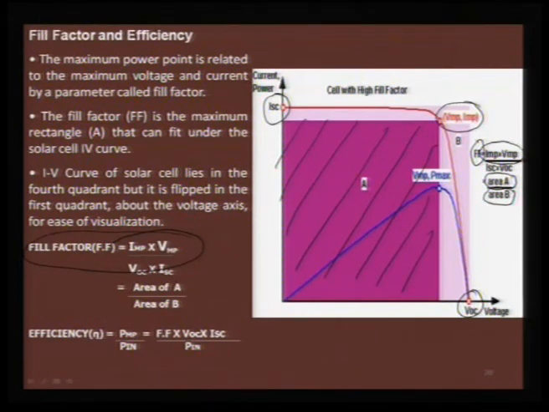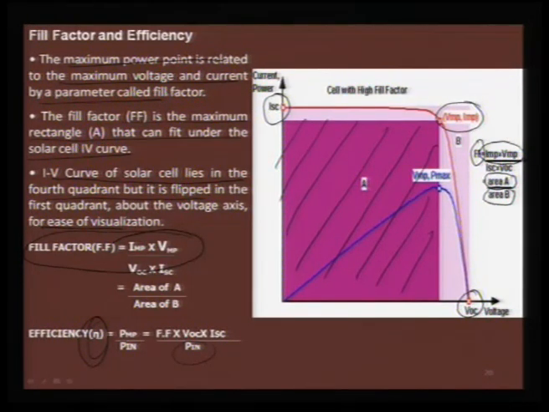And accordingly, we can also define what is the efficiency of your solar cell by this same formula, fill factor into VOC multiplied by the short circuit current over the power input will give you exactly what your efficiency is. So, the fill factor is the maximum rectangle that can fit under the solar cell IV curve, and the IV curve of solar cell lies in the fourth quadrant, but it is flipped just for our understanding. So, the maximum power point is related to the maximum voltage and current by a parameter called fill factor.